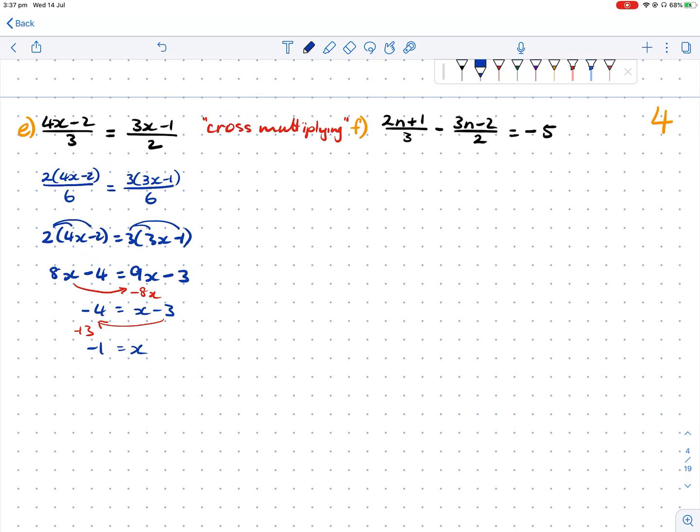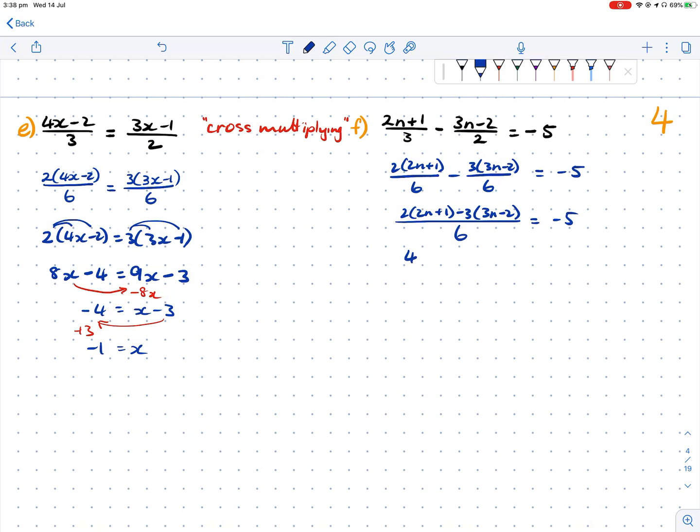When we come to question F, the two fractions are on the same side, so we'll try and make that into one fraction first. So we want numbers over 6. Again, be careful because you are subtracting the two fractions. Over 6, so 2n plus 1 minus 3 bracket 3n minus 2. And that's equal to negative 5. So 2n plus 1 minus 3 times 3n minus 2 is equal to negative 5.